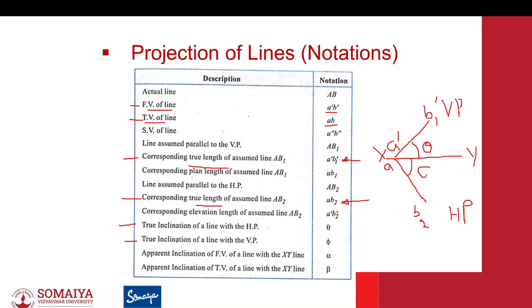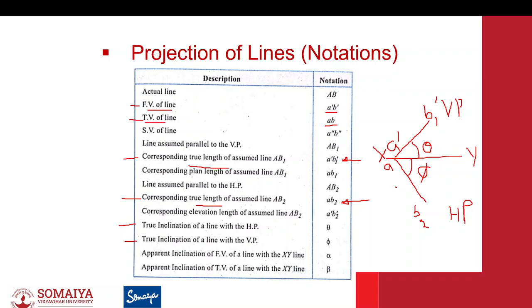So this inclination I will have to refer to as phi because it is with respect to the VP. Correct? This AB line is with reference to the VP, making an inclination phi. Similarly, we have to do the opposite, right? Because in the upper part, it will be theta, and here phi, because it is an inclination with VP.